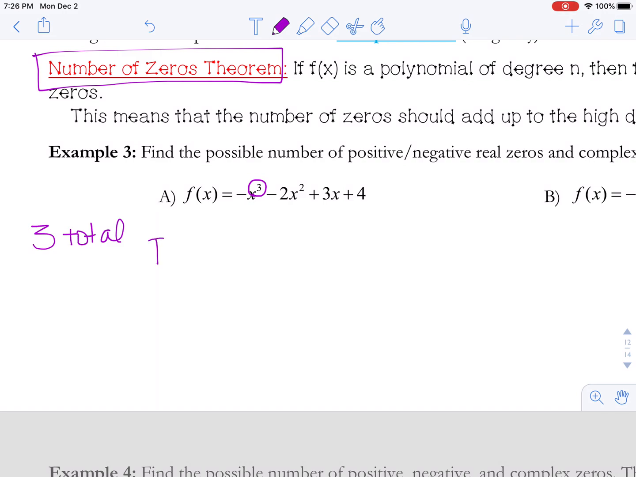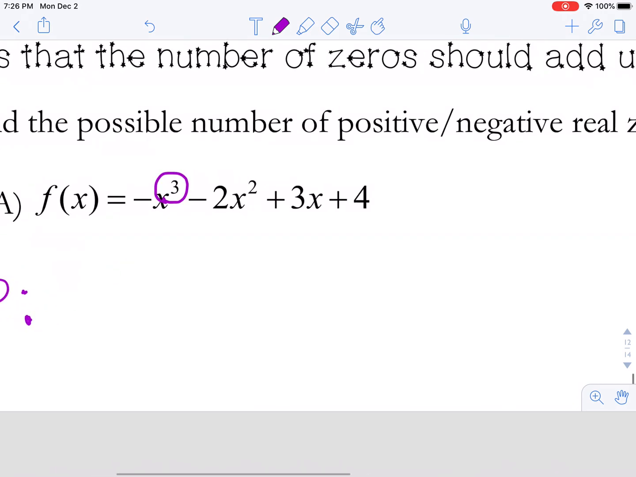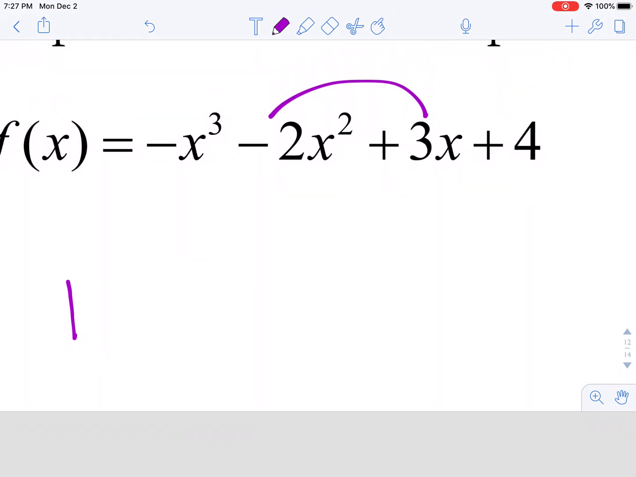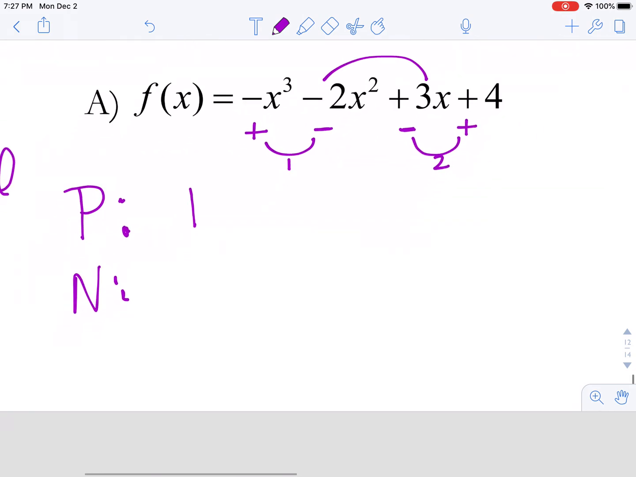If I look at my positive, I'm going to erase this right here. Where I have a sign change, I basically have one sign change here. So it's going to be 1. Now for my negative sign changes, I'm going to change my odd degree terms. So this is going to be positive, negative, negative, positive. I have 1 sign change. I have 2 sign changes. So for my negative real zeros, I could have 2, or I can also subtract 2 from that. 2 minus 2 is 0, so I could have 0.